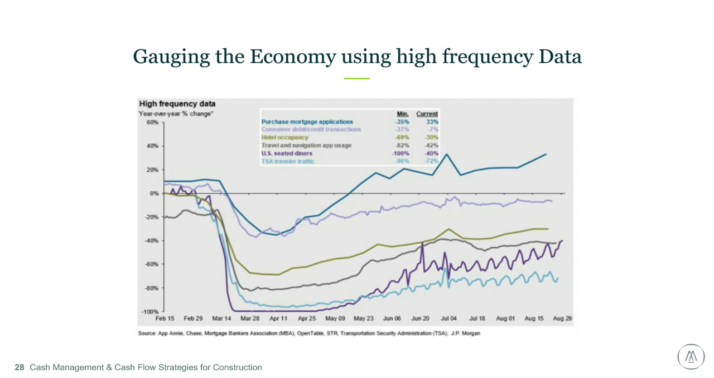This next slide is also high-frequency data accumulated from other sources, including mortgage applications, consumer debit and credit card transactions, hotel occupancy, travel, navigation app usage, U.S. seating for diners, and TSA travel traffic. While mortgage applications and debit and credit transactions have improved really nicely, there remains weakness in the hardest hit sectors of travel, leisure, and dining, which we would, of course, expect to improve once we find a solution to the virus itself. So from the data we are watching, there are reasons to be optimistic. However, the ultimate timing and the magnitude of this recovery is still quite uncertain.